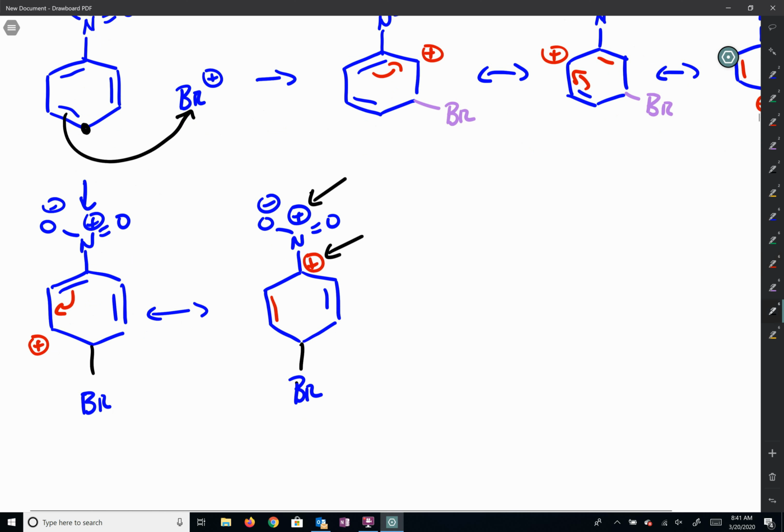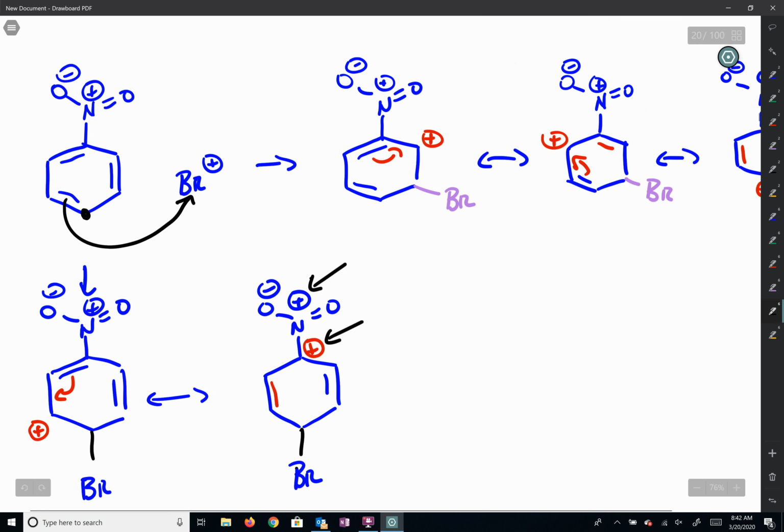So two problems with this. One, we don't really want to put a positive next to a positive. How many times have we seen that so far? The answer is never. So that obviously is going to increase the energy of our intermediate. Go back to that fantastic hill drawing I just showed you guys up here.